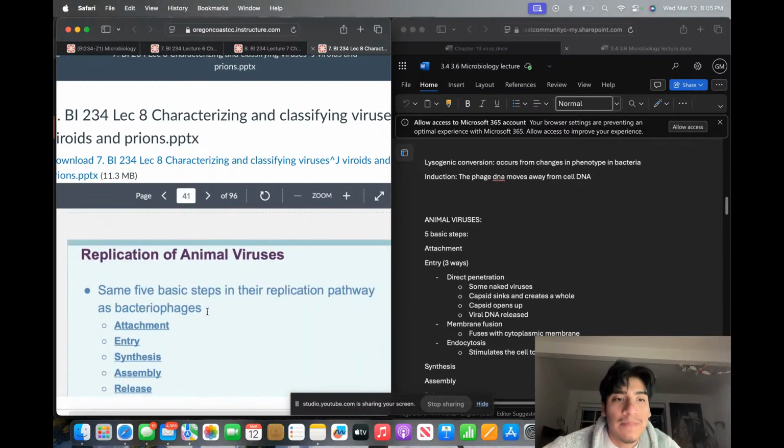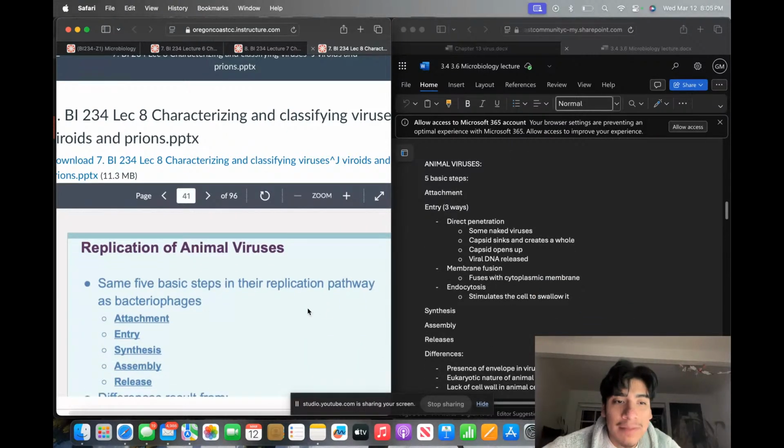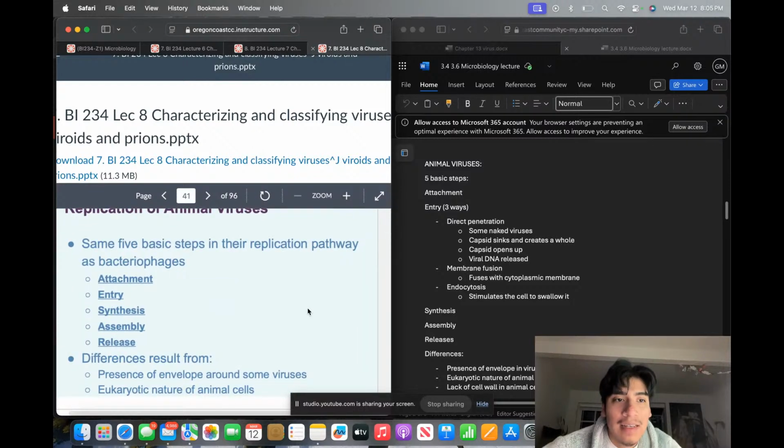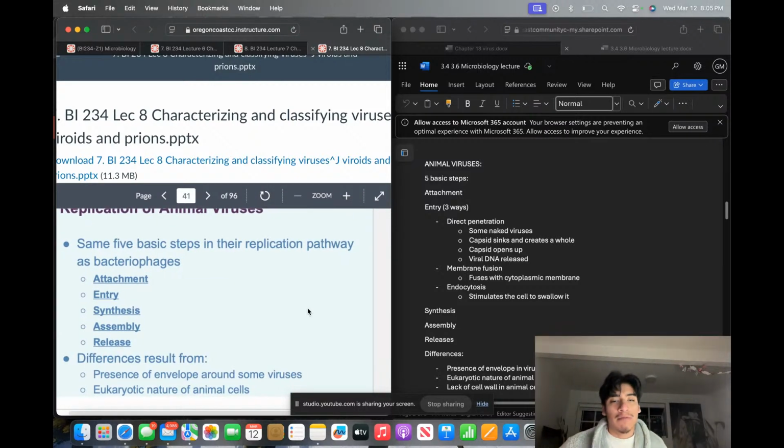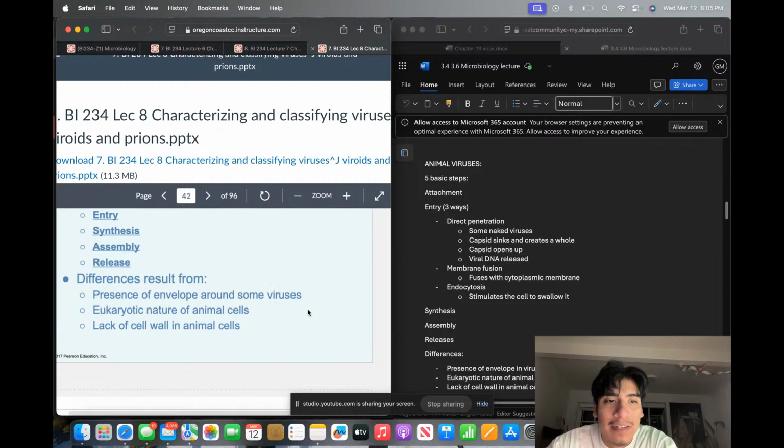So break time. All right. So replication of animal viruses. Now we're on to animal viruses. Same 5 basic steps for their replication pathway as bacteriophages. So that whole time we were dealing with bacteriophages, only affecting bacteria. Sorry if that confused you, but now we're on to animal viruses. So it has the same 5 basic steps: attach, entry, synthesis, assembly, and release.